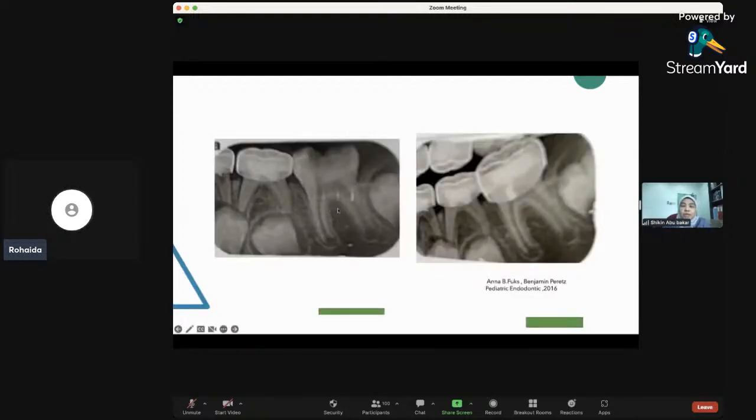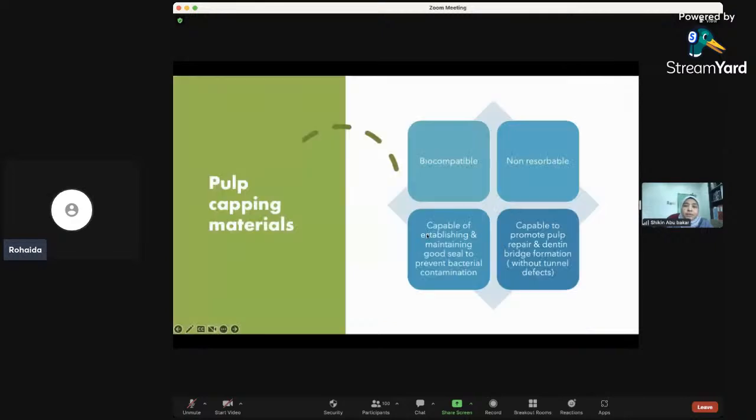Okay, this is the tooth that, if you see, there is a pulp exposure while doing the caries removal. Then a partial pulpotomy was done, and we see the tooth still survives. Okay. All right.